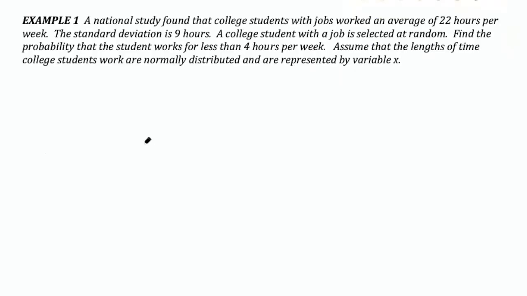So in a national study, it found that college students with jobs worked an average of 22 hours per week. The standard deviation is 9 hours. So I'm going to pause and just record my mean and my standard deviation. A college student with a job is selected at random. Find the probability that the student works for less than 4 hours per week.